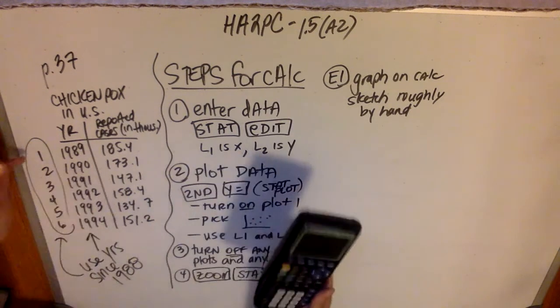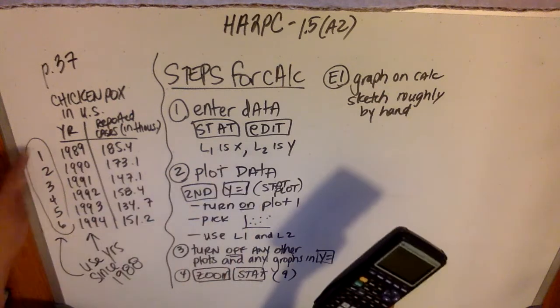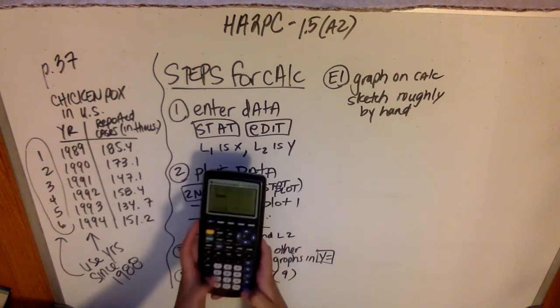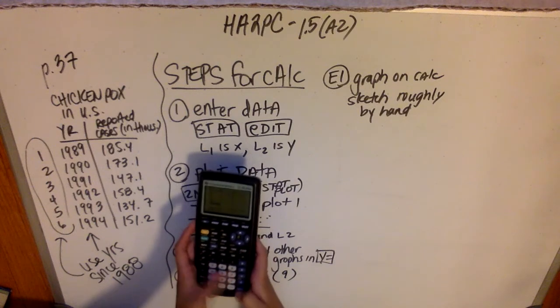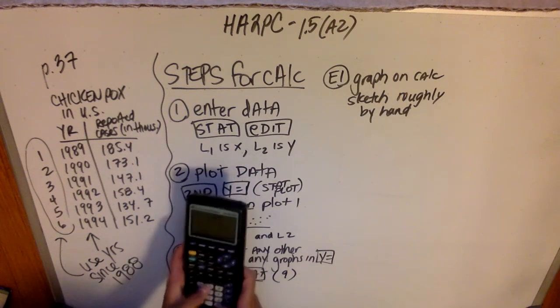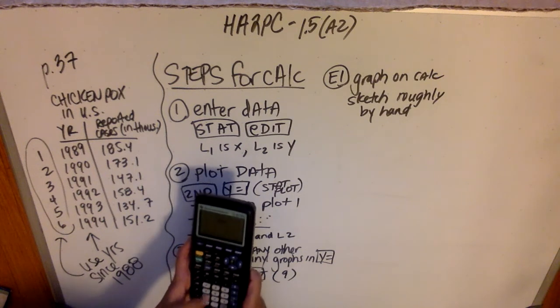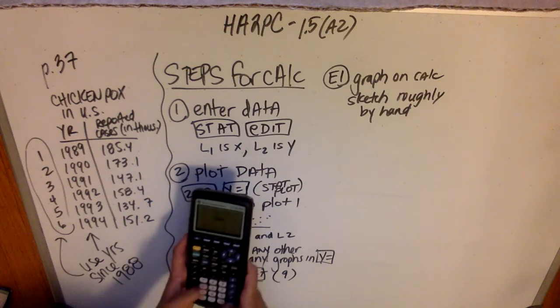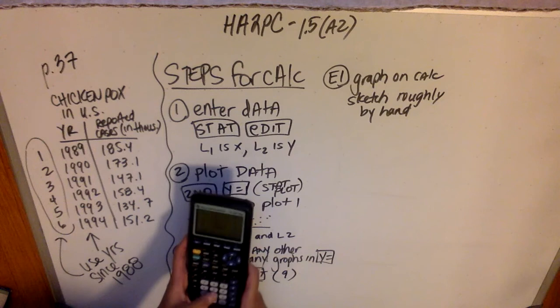So I see that my X's, which is going to be my L1, are 1, 2, 3, 4, 5, 6. So 1, enter, 2, enter, 3, enter, 4, enter, 5, enter, 6, enter. I go to the other side, which is the slightly trickier one. I have a 185.4, enter, 173.1, enter, 147.1, enter, 158.4, enter, 134.7, enter, and 151.2, enter.